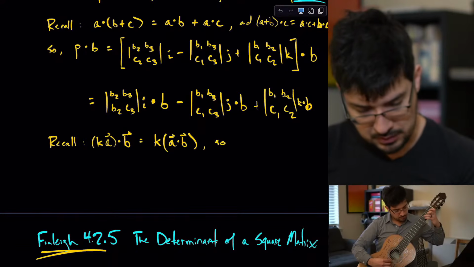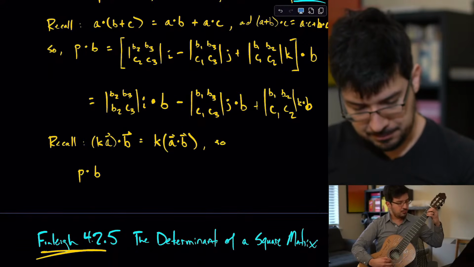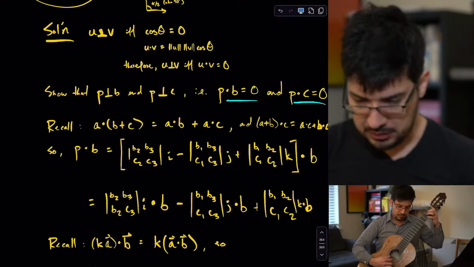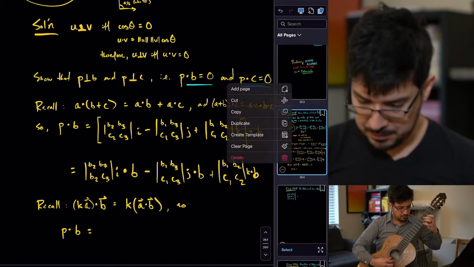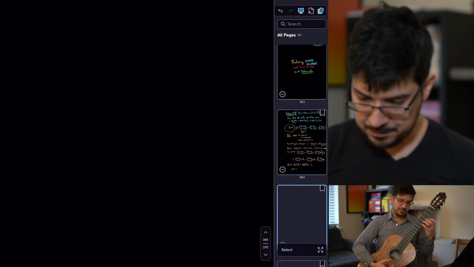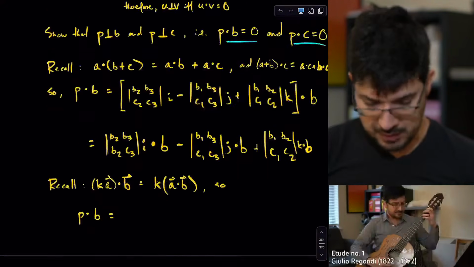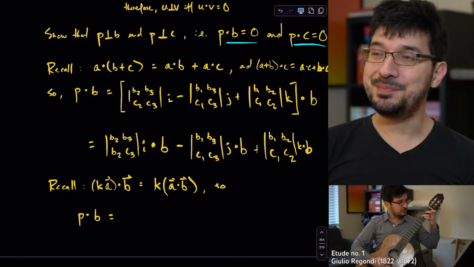So, P dot B is equal, we're going to need a new page. Let's create a new page. Try to do that in your paper notebook, y'all.